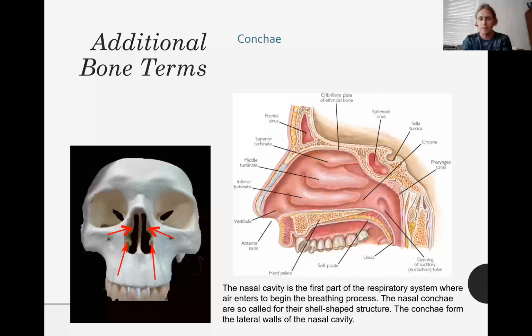All right, so we do have 3 conchae on each nasal cavity. Again, they're on the lateral surfaces, and you can probably figure out the names of these. So we have a superior nasal concha, a middle nasal concha, and an inferior nasal concha, left and right.